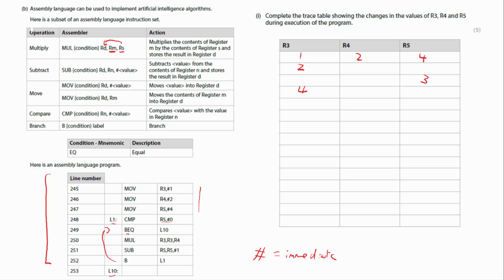And then we subtract 1 from R5. So we write down a 2 here, and we branch back to the compare line. So it gets very repetitive. Once you get the hang of it, it should be pretty straightforward.